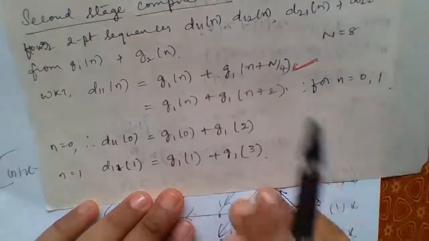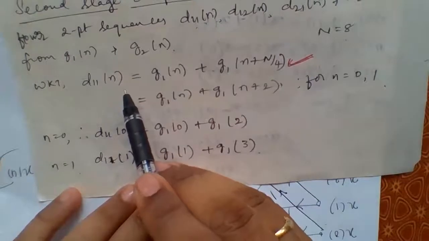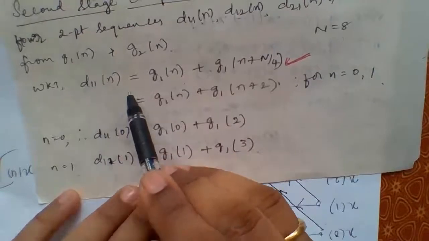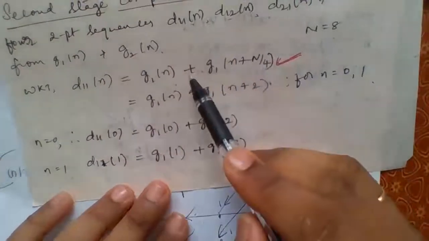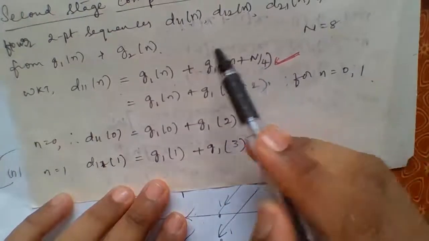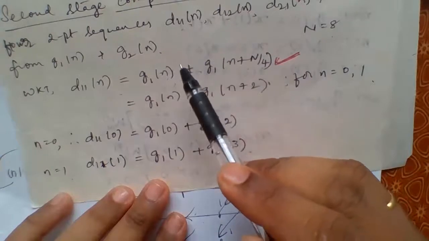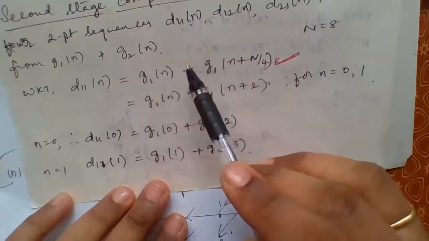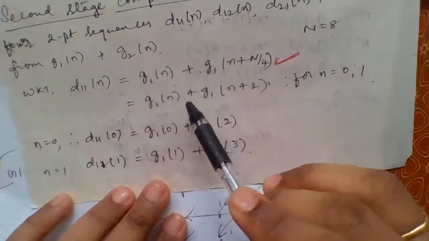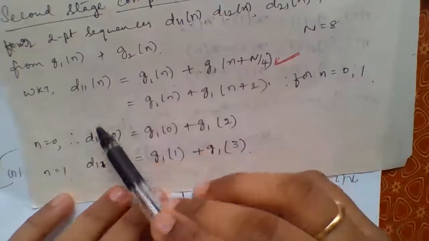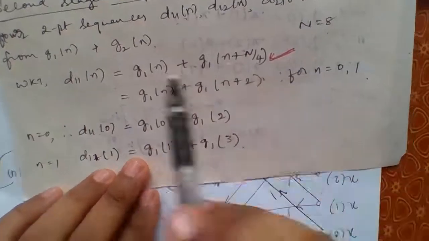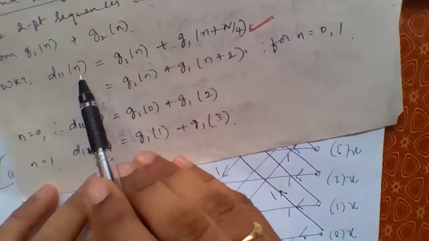So as we have done in the previous stage, let us write the new sequence equation, that is D11 of n, which is nothing but the sum between G1 samples. In the previous stage also we had written G1 and G2 as a sum of x of n samples. Similarly here in this stage, we will represent all D sequences as a sum or subtraction between the G1 and G2 samples. So first you take D11 of n.